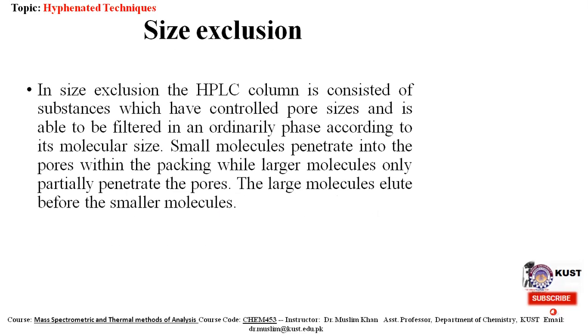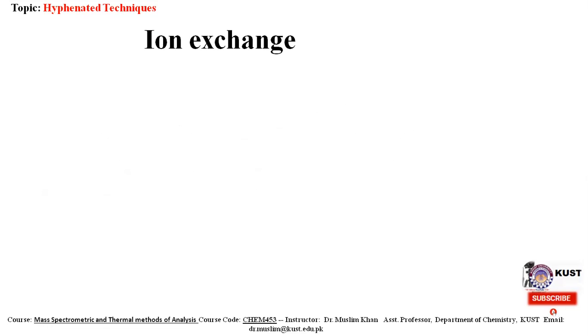In size exclusion chromatography, the HPLC column consists of substances which have controlled pore size and is able to filter the sample according to its molecular size. Small molecules penetrate into the pores within the packing, while larger molecules only partially penetrate the pores. The larger molecules elute before the smaller molecules. This is the whole theme behind size exclusion chromatography.